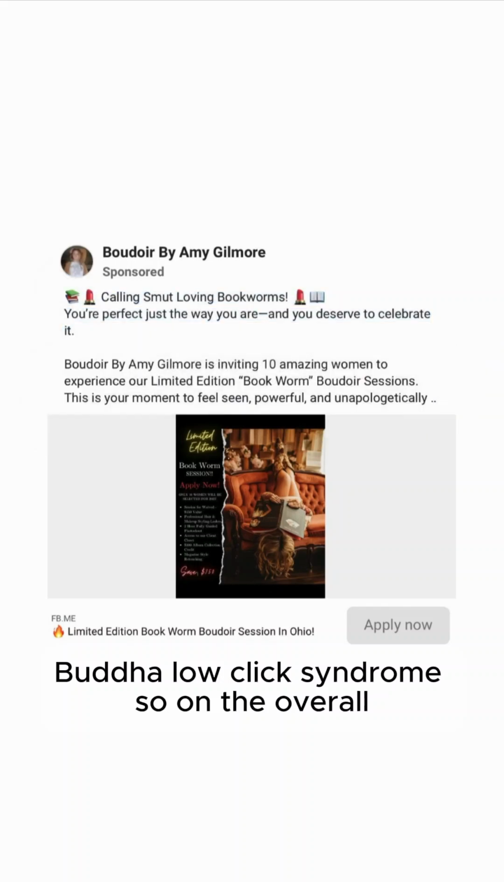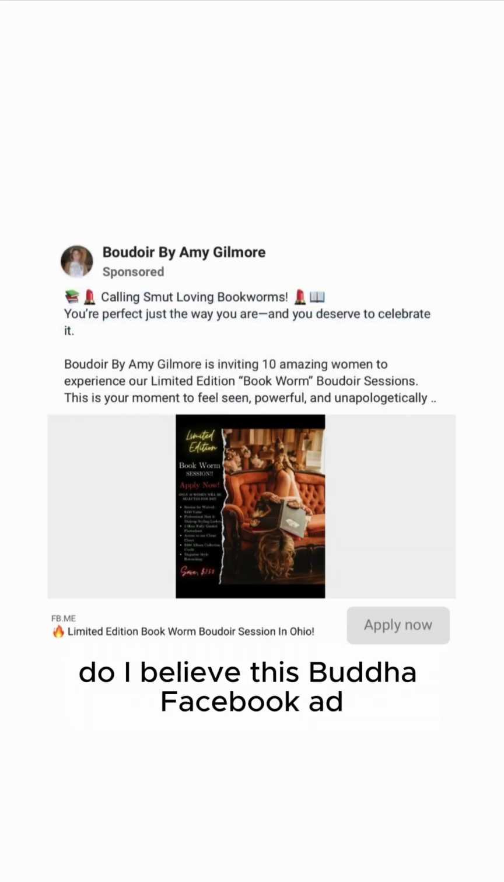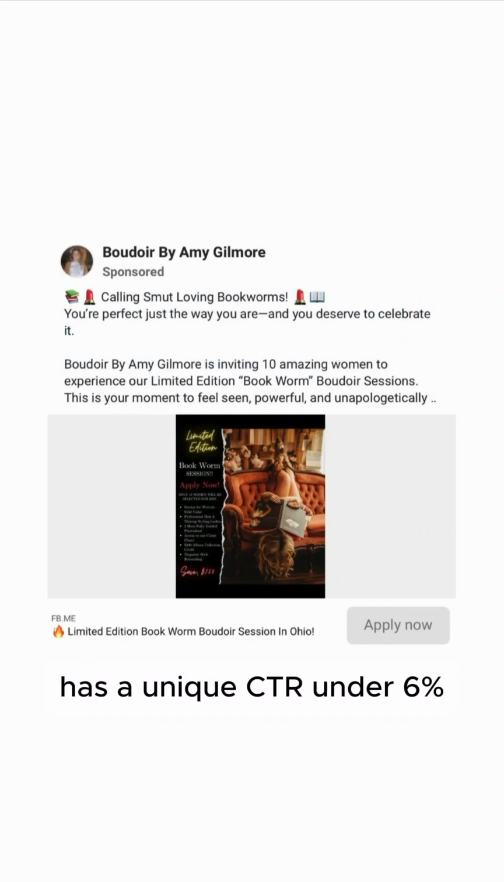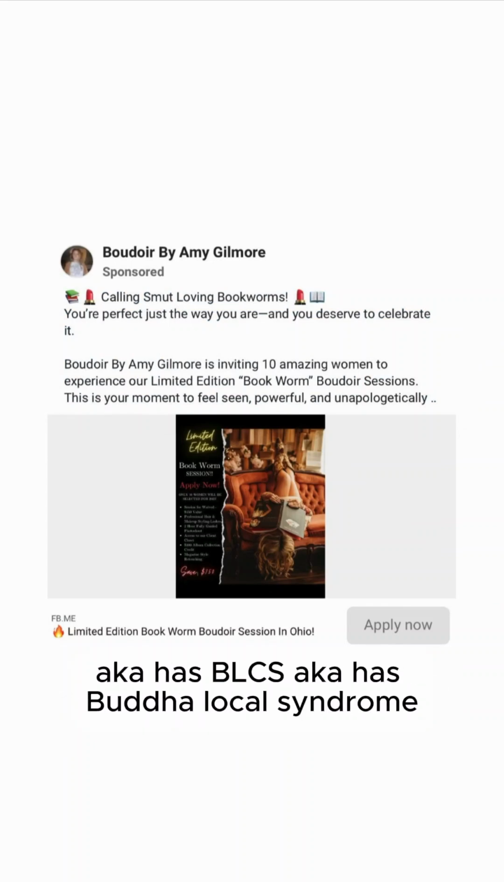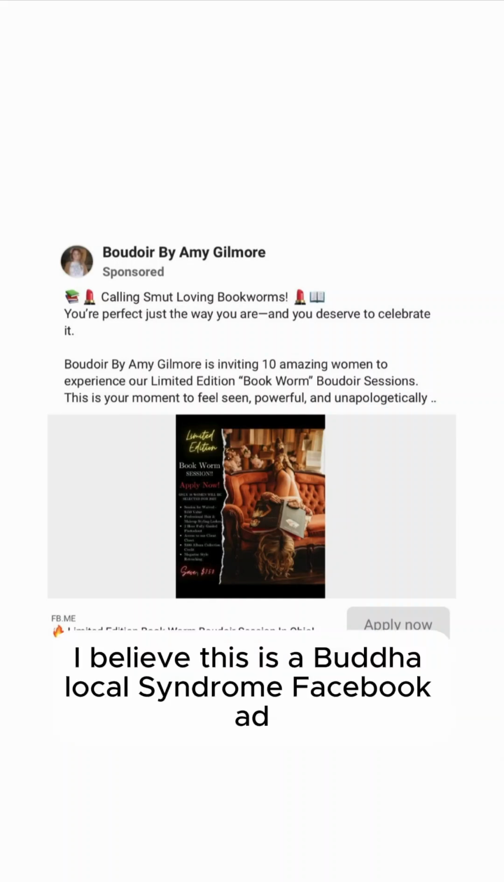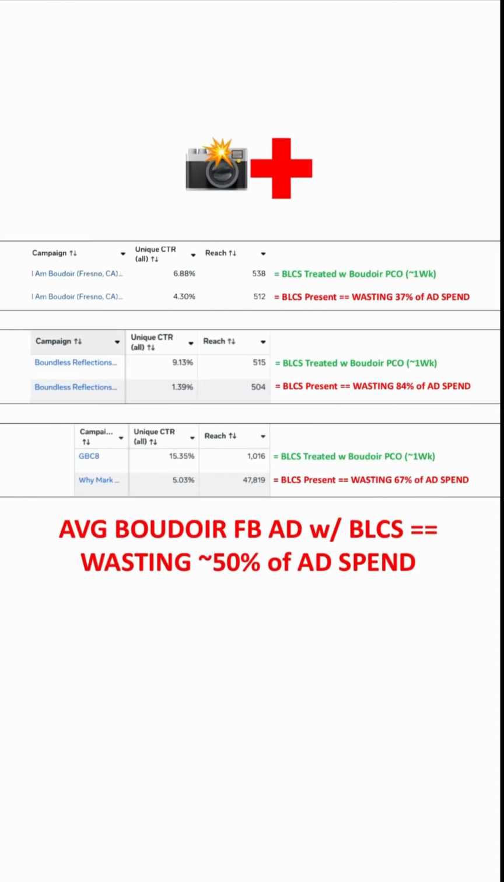So, overall, do I believe this Boudoir Facebook ad has a unique CTR under 6%, aka has BLCS, aka has Boudoir Low Click Syndrome? Yes, I believe this is a Boudoir Low Click Syndrome Facebook ad.